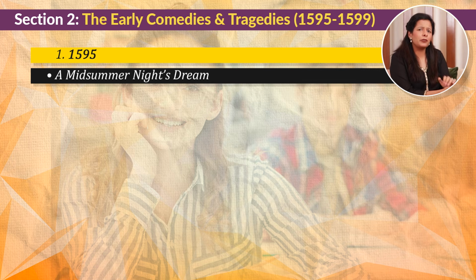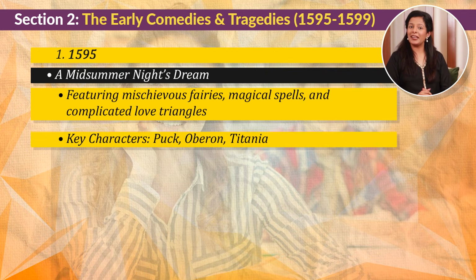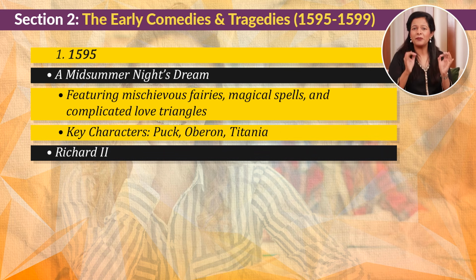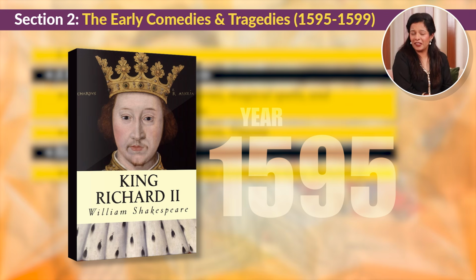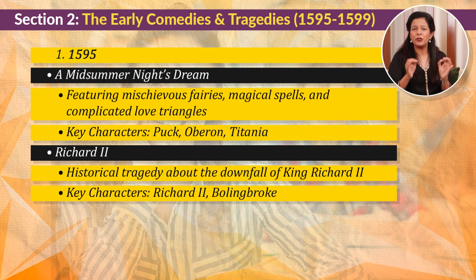The third in the same year is A Midsummer Night's Dream, featuring mischievous fairies, magical spells, and complicated love triangles with characters like Puck, Oberon, and Titania. And the fourth play from this year is Richard II, a historical tragedy focusing on the downfall of King Richard II, featuring Richard and Bolingbroke.